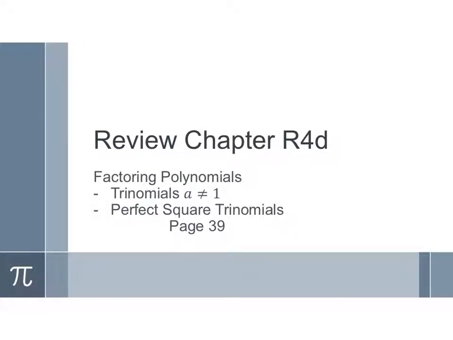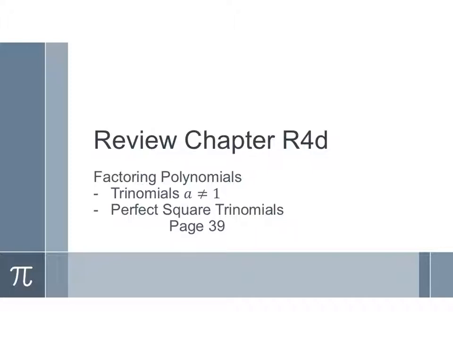All right, so today we're going to finish up section 4. We're going to be still factoring trinomials, but this time the number in front of x squared, the a value, isn't going to be a 1. It's going to be a number other than 1. So these are a little bit more challenging.